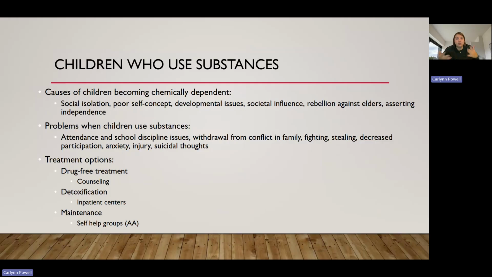So yes, children who are bullied who then have social isolation, they are at a much higher risk of then becoming chemically dependent. Again, if someone's bullying you, verbally assaulting you every day, you're not going to have great self-image. Developmental issues.